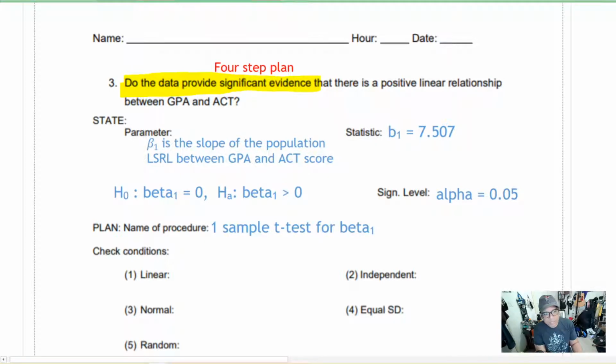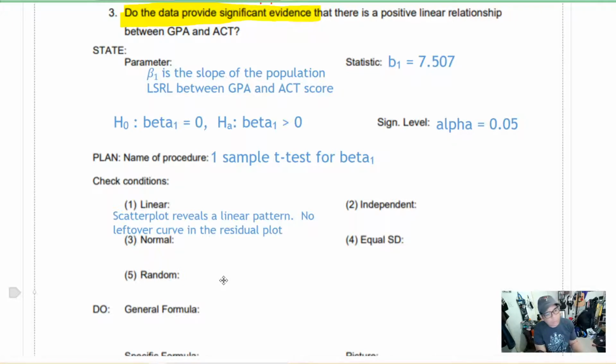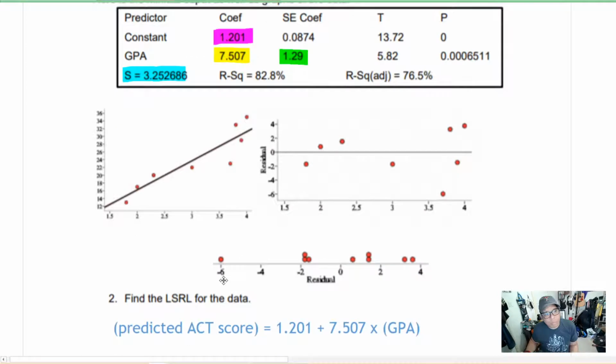This is a one sample t-test for beta 1. And nicely here, they've gone ahead and given us all 5 parts of LINER, so that'll help us remember it in the future, so we can have this memorized. Linear, that scatter plot revealed a linear pattern, and there was no leftover curve in the residual plot. We'll refer to it up over here again. Linear pattern in the scatter plot, residual plot, no curve.